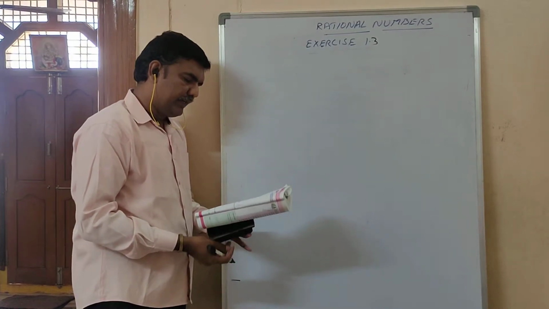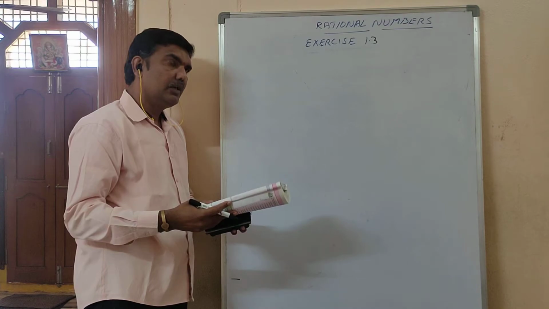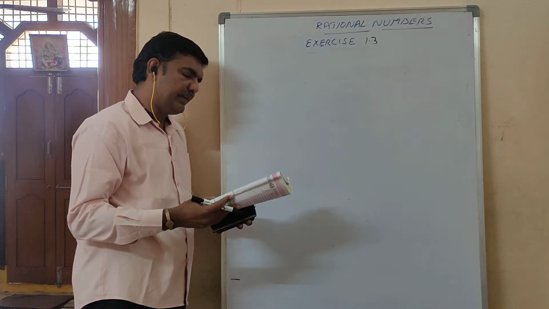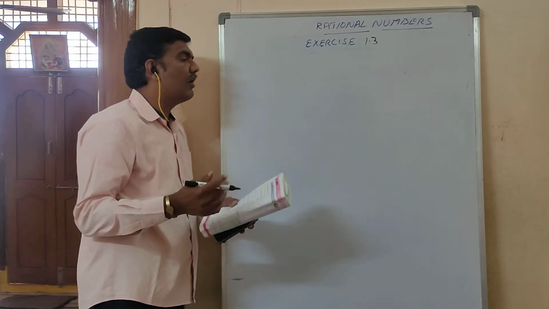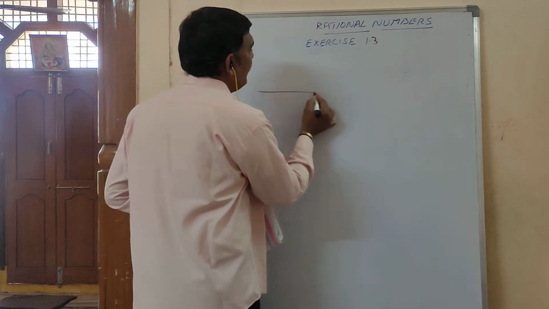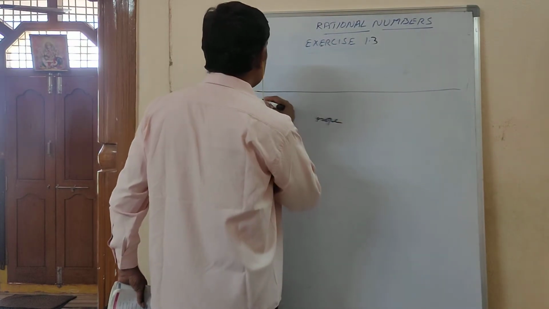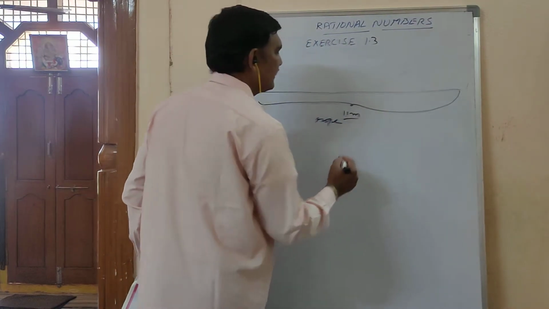Next problem, what is given? Two pieces of length 2 3/5 meters and 3 3/10 meters are cut off from a rope of 11 meters long. See here, assume this as the rope. This rope's total length is 11 meters.